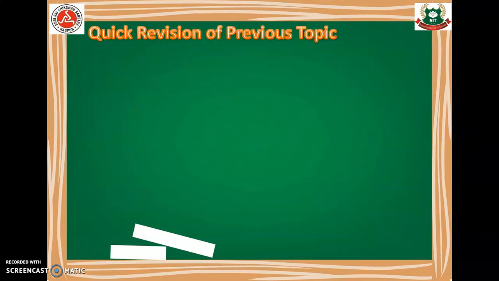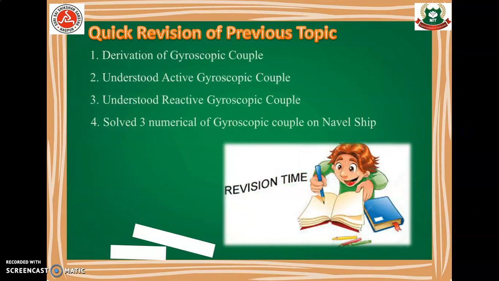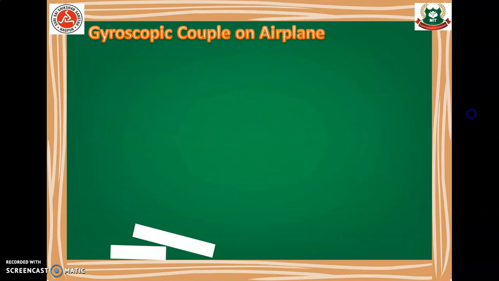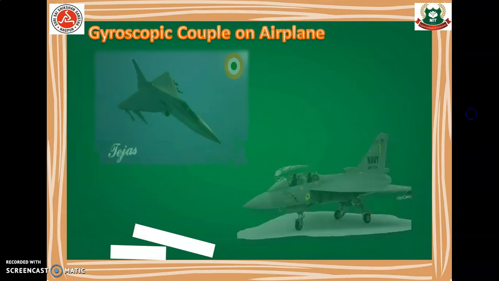Let us see the quick revision of previous topic. We have understood the derivation of gyroscopic couple, active gyroscopic couple and reactive gyroscopic couple. We have solved 3 numericals of gyroscopic couple on naval ship. If you are having any queries related with these topics, you can refer to my previous videos. Let us see the gyroscopic couple on airplane.